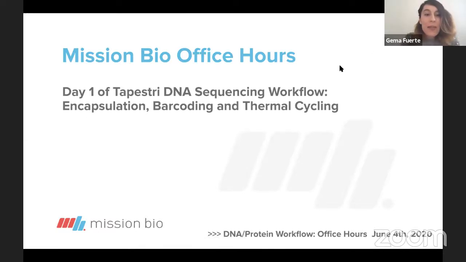So today I'm going to be talking about day one of the Tapestri workflow. You will notice here it is Tapestri DNA sequencing workflow. So some of you know we also have a multi-omics workflow, which is DNA plus protein, but I am not talking about DNA plus protein today. There is a talk scheduled the 4th of June for that. So we will go over the specifics of DNA plus protein. Today it is only DNA. If you're interested in that talk, we can share that link with you, of course, after.